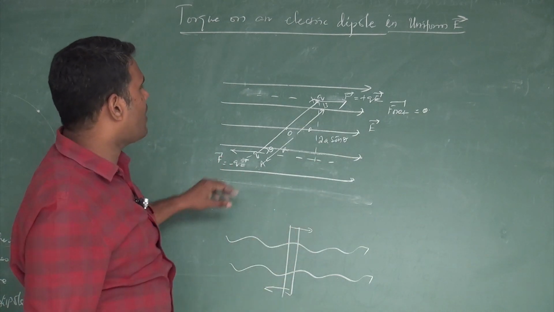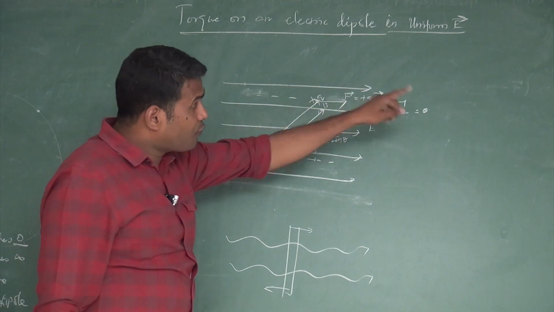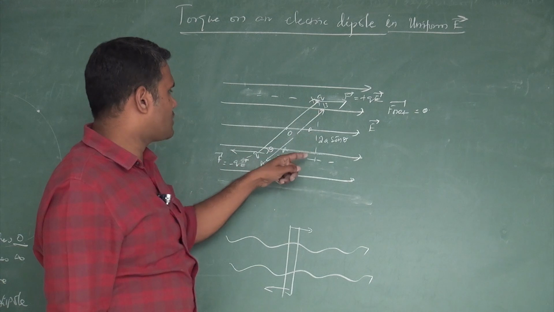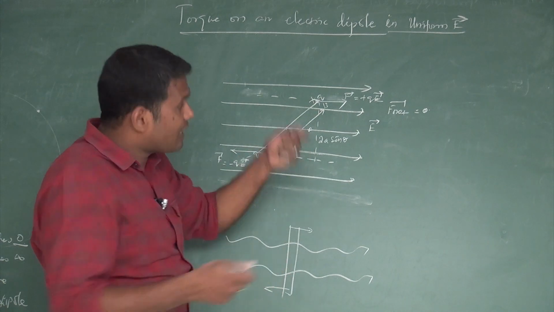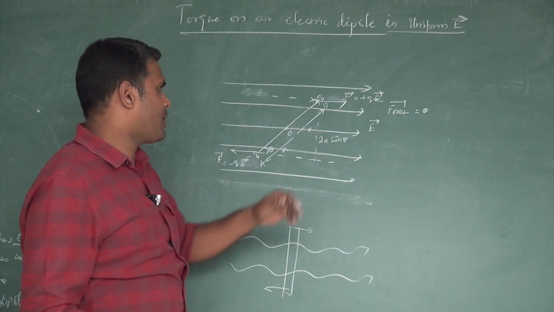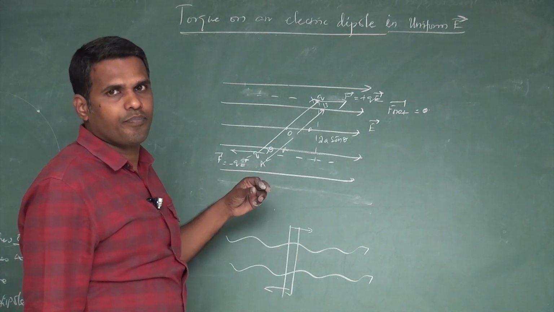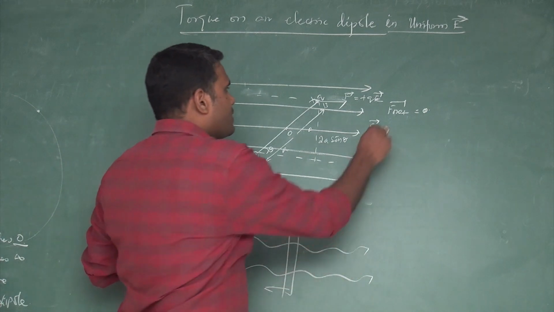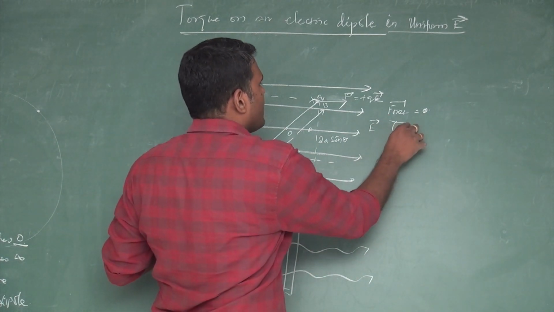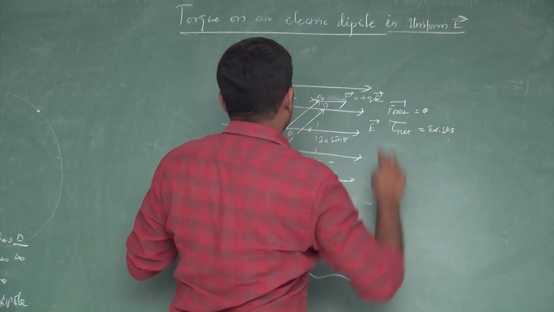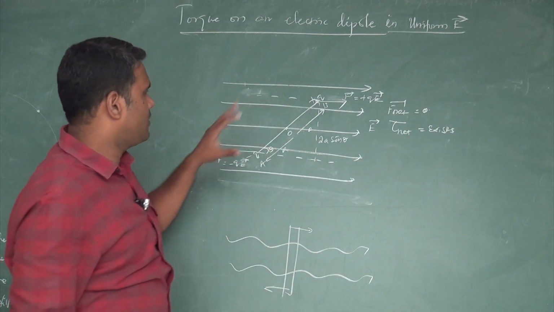We can say here now, though the net force acting on the dipole is 0, because of the two forces acting along different lines of action separated by a perpendicular distance 2a sin theta, there will be a net torque. A net torque will be acting on the dipole.